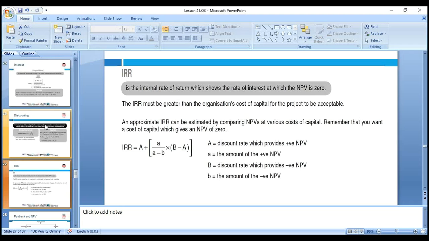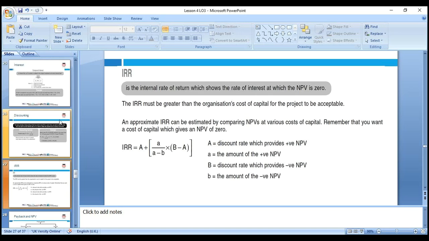And if we know two present values, one positive and one negative, that will help. The internal rate of return shows the rate of interest at which the NPV is 0. The IRR must be greater than the organization's cost of capital for the project to be acceptable. So if we say the cost of capital is 10%, the IRR should be more than 10%, because 10% is the break even where there is no profit, no loss, and we want the internal rate of return to be more than 10%. So this is the formula we use, with discount rates A and B.